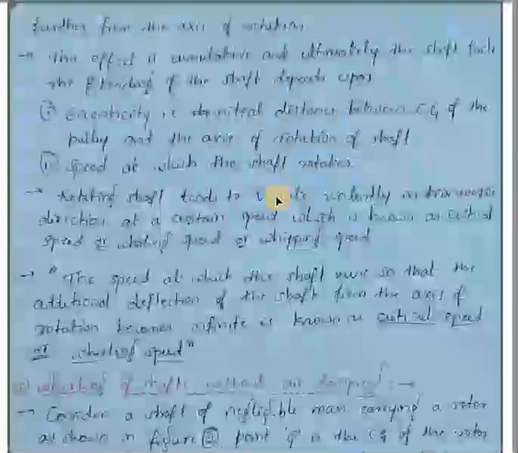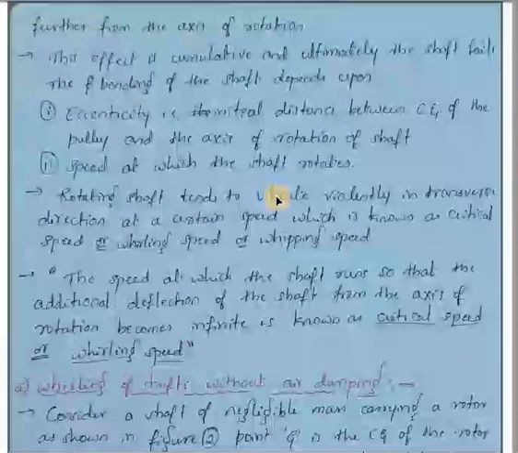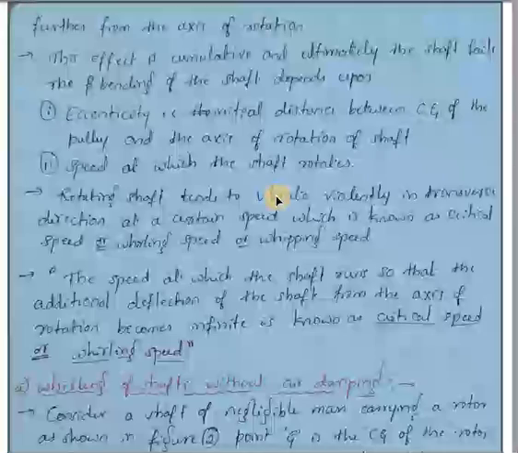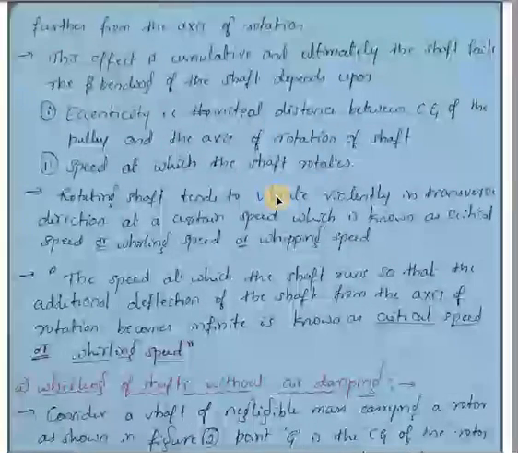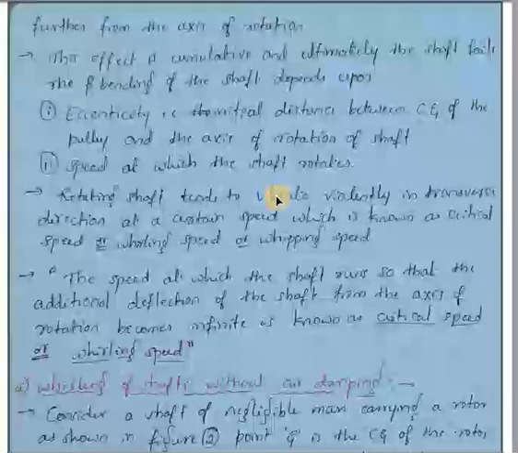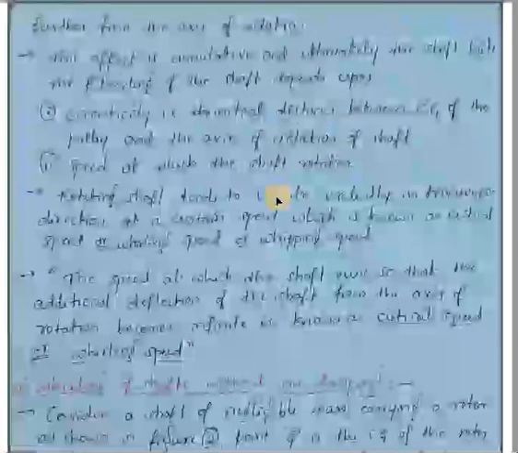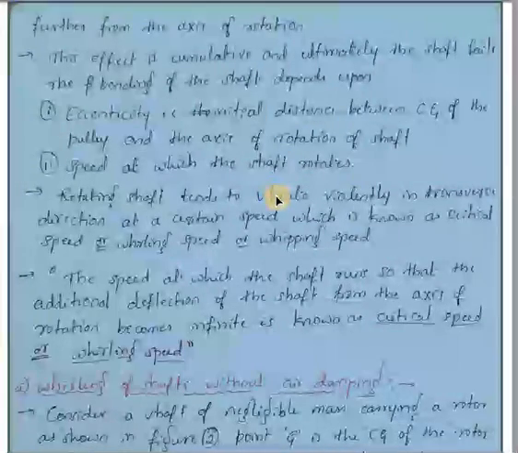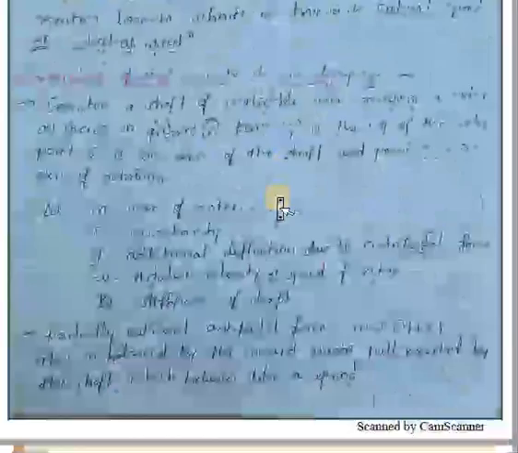The definition is the speed at which the shaft runs so that the additional deflection of the shaft from the axis of rotation becomes infinite. That is, when the deflection becomes infinite, it is known as critical speed or whirling speed. In that, the first condition is whirling of shaft, or critical speed of the shaft, without air damping.